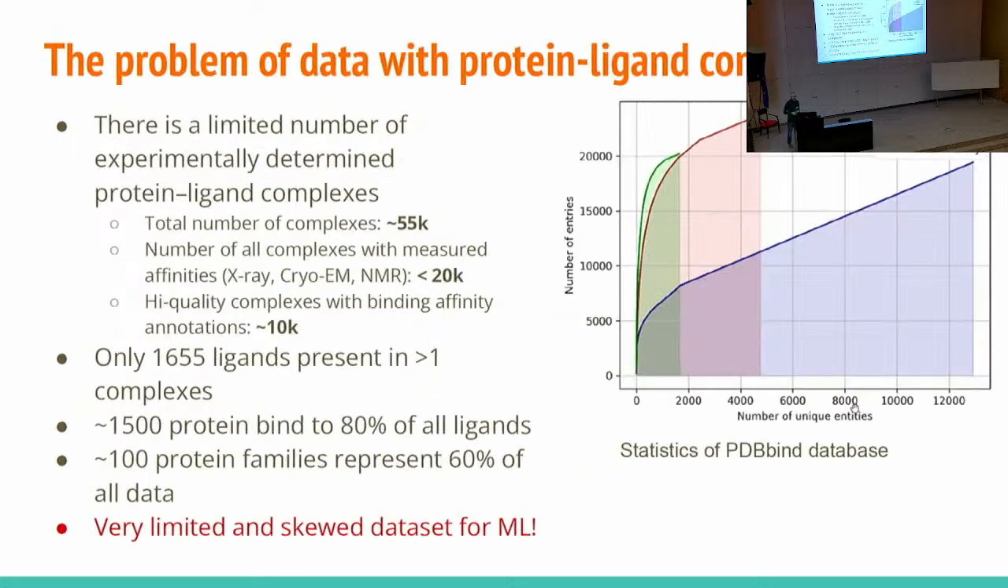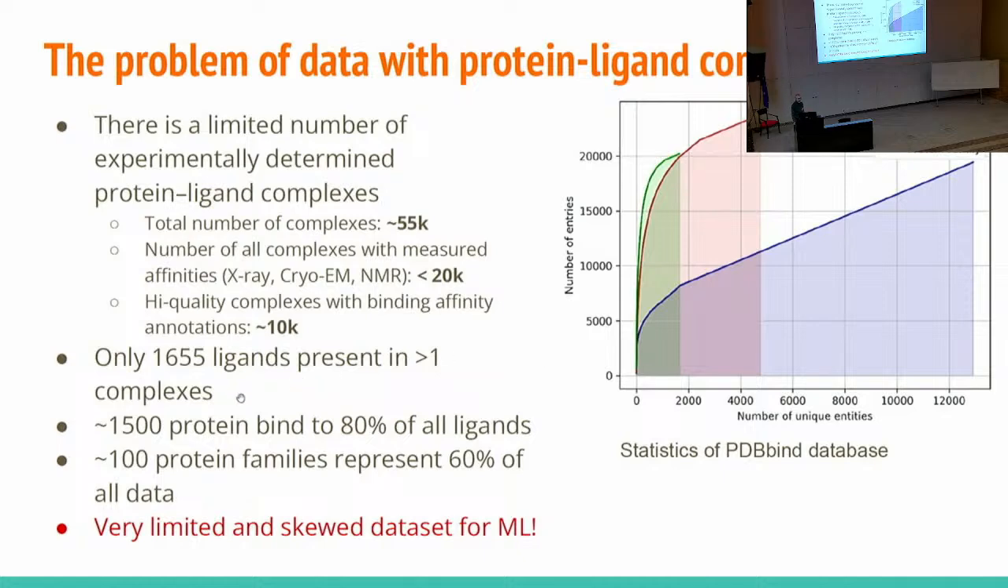The problem is the data, again, because there is a very limited number of experimentally determined protein ligand complexes. There are about 55,000 of such complexes altogether. If you want to concentrate on the complexes where binding affinity is measured, it's even less, it's less than 20,000. And if you want the high quality binding affinity, it's less than 10,000. And it's also a very much skewed data set because, for example, for more than 1,500 ligands, you have only one complex. So the ligand is only crystallized with one protein. There is no variety.